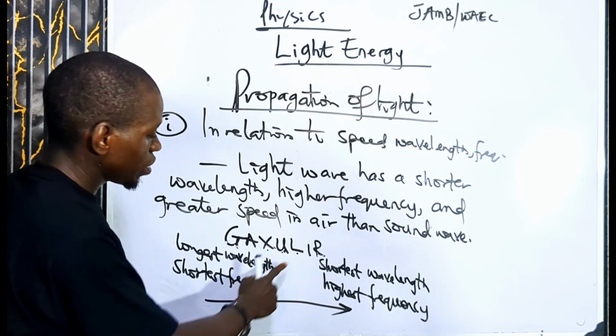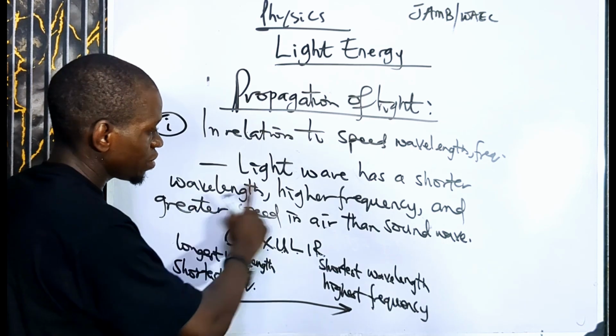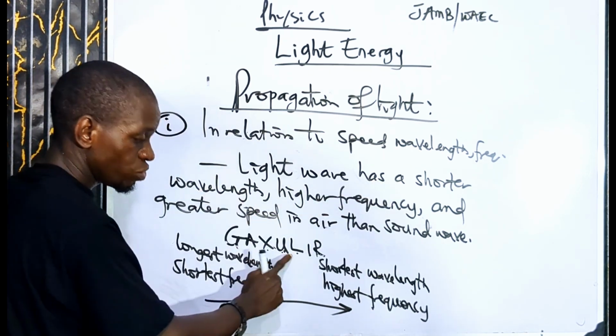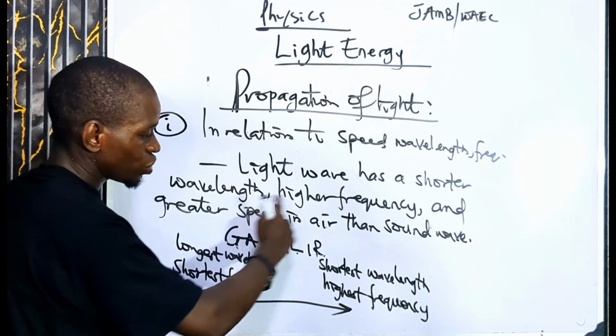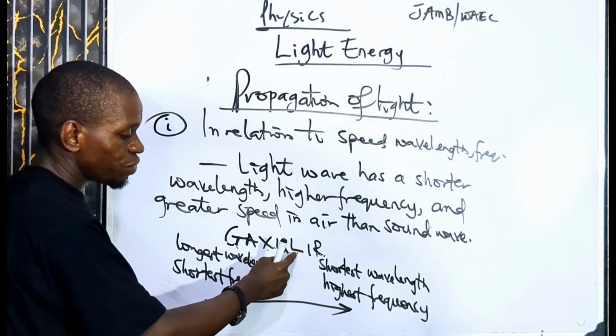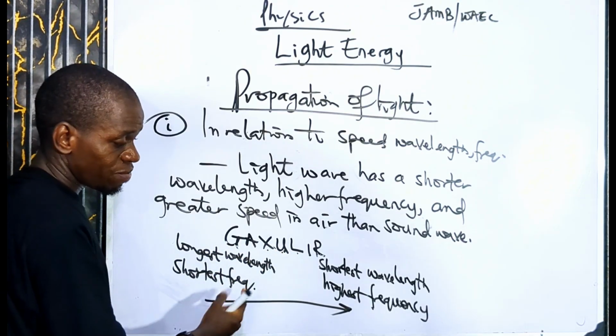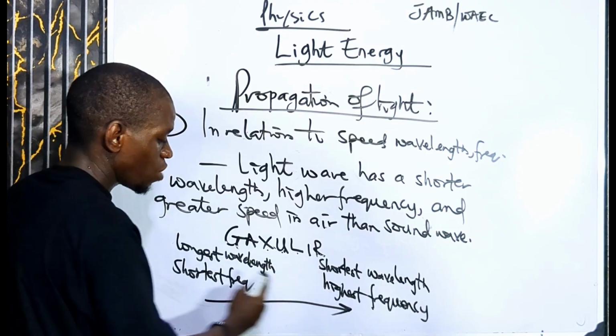You can now see that this light ray is under the shortest. So that's why I say it has a shorter wavelength, though not the shortest, and a higher frequency, not the highest, which means that the frequency of light wave is higher than all these ones that are here.